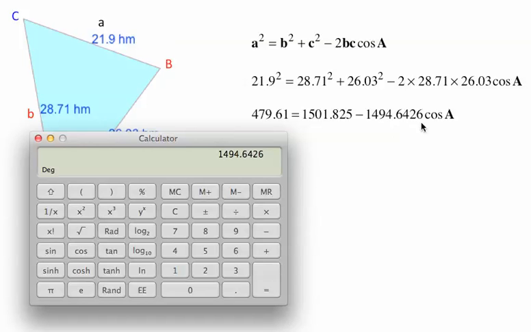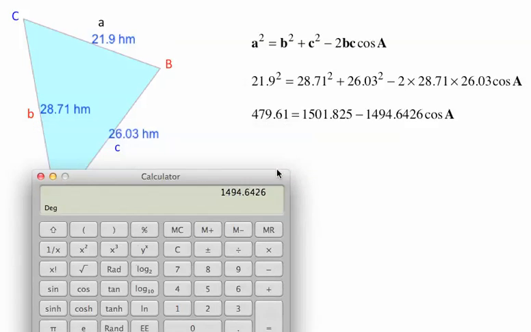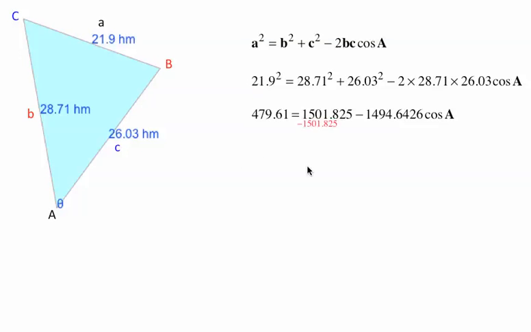All right, so I want to get the cosine of A all alone. So I need to get rid of this 1,501.825 first. What I'm going to do is subtract that from the right-hand side. And anything I subtract from the right-hand side, I also have to subtract from the left-hand side. And that gives me negative 1,022.215 on that side. Now I want to get rid of the negative 1494.6426, which is multiplying the cosine of A. So I'm going to divide both sides by that.